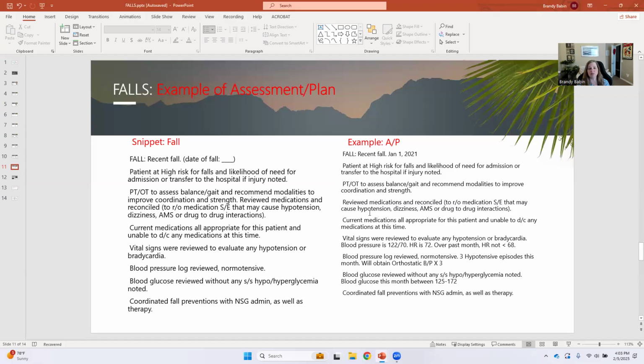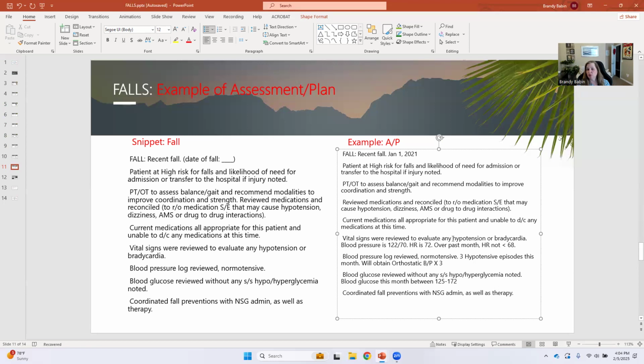Reviewed, and this does not say review. This says under your assessment and plan, you reviewed medications and you reconciled them to rule out medication side effects that may cause hypotension, dizziness, altered mental status, or drug-to-drug interactions. So you have done that. It's not for someone else to do. It's not that you're going to do it, that you actually reviewed medications. And then all of the medications are appropriate at this time and you're not able to discontinue any medications.